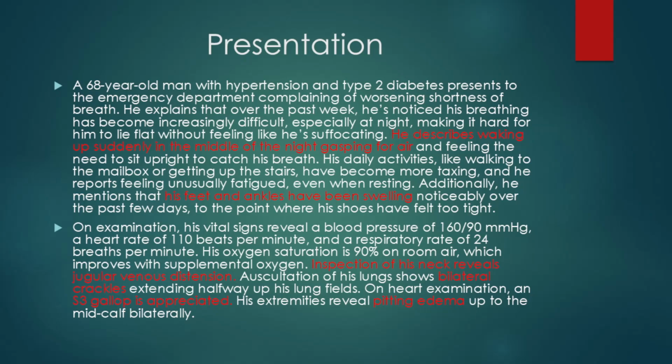So you know that elevated JVP is a fluid overload, right? It's associated with right-sided heart failure, which leads to an increased backup in the venous system, and that's why you see distension of the jugular veins in the neck.